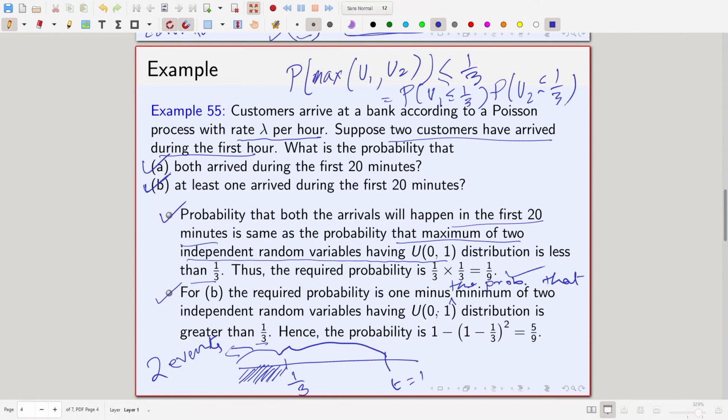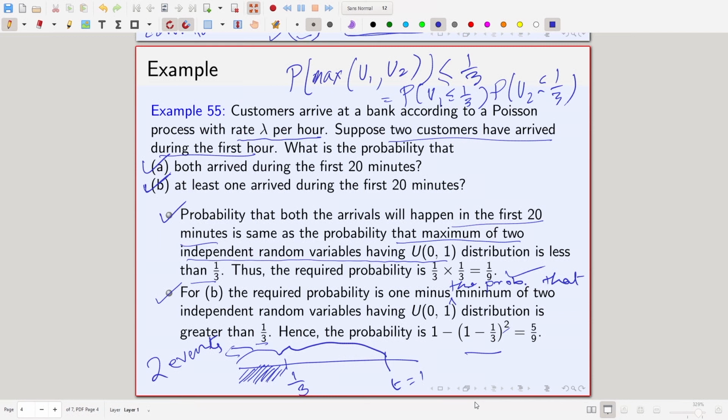Now, since we have 2 independent random variables, the probability that the minimum of them is greater than 1 by 3 is just that each of them is greater than 1 by 3. These are independent, so it is just the probability that the first random variable is greater than 1 by 3, and the same for the second. So that is just 1 minus 1 by 3, whole square. The whole square is coming because of independence, and 1 minus 1 by 3 is coming because both of them have uniform 0 1 distribution.